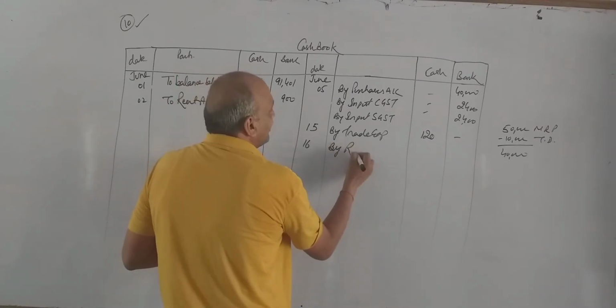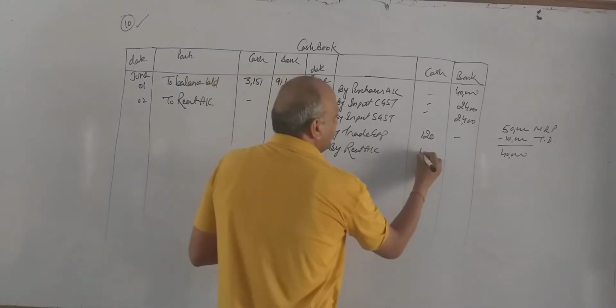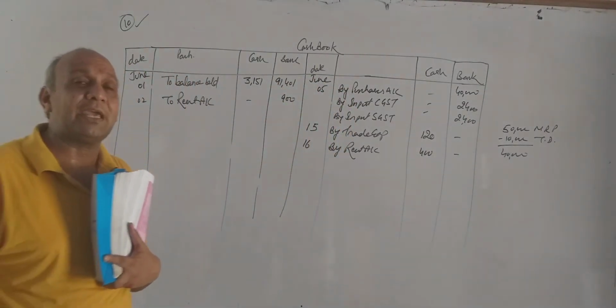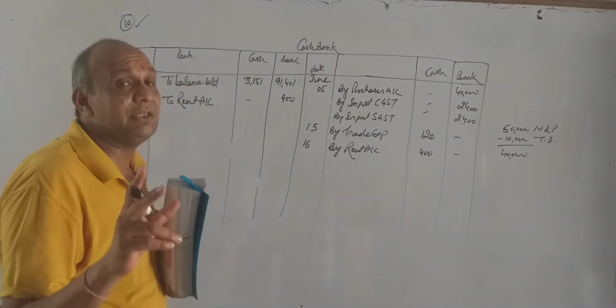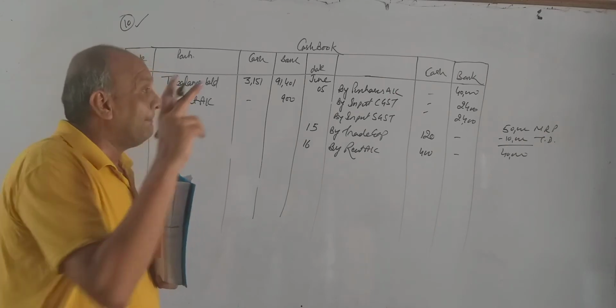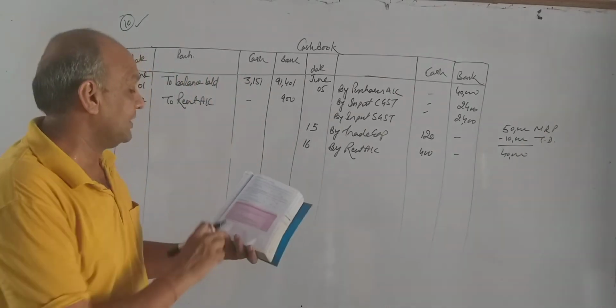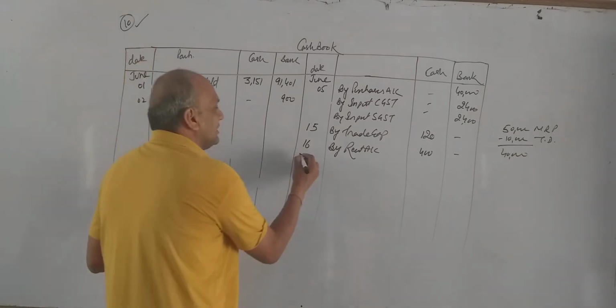Next entry is given: paid rent on 16 June. Then by rent account, we are paying rent of 400. Again, here also it is not mentioned whether in cash or check. So we will assume it is cash, because a bank entry will be made only when it is written paid by check.